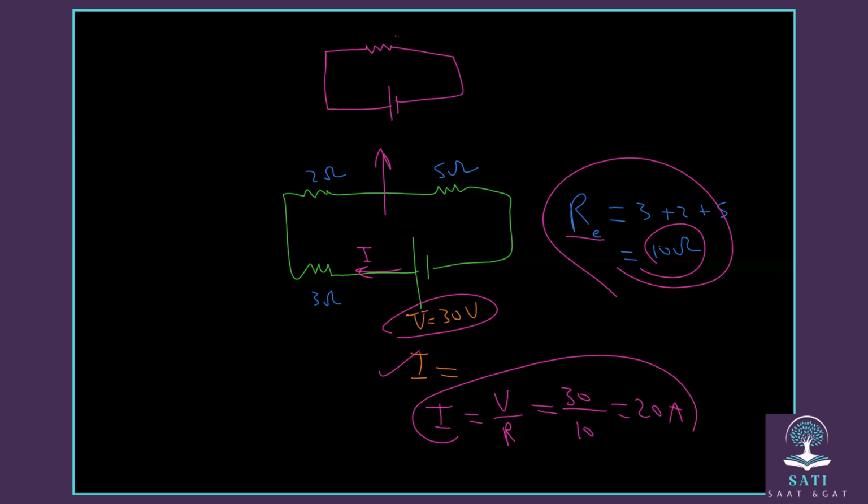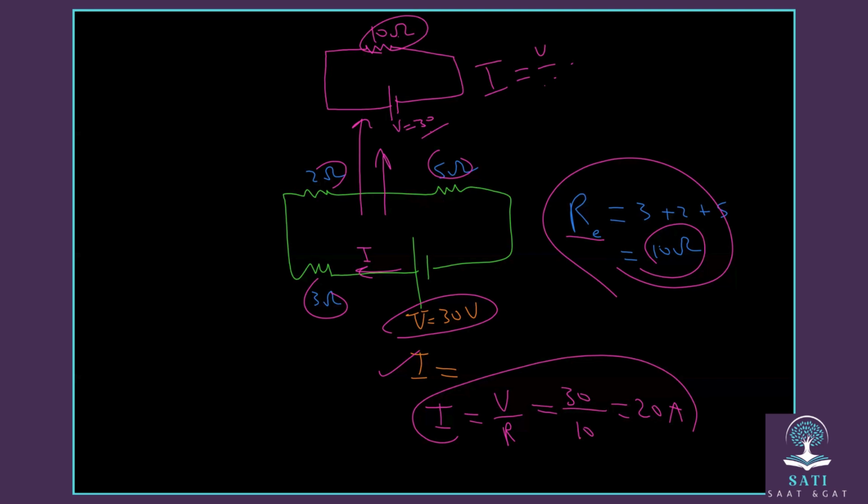But what is this resistance now? You add these ones, as you said, they are 10. Then you write here 10 ohm, and the voltage equals 30. So as you see, this circuit can be rewritten this way. Then the current will be V, which is 30, over the resistance, that is 10. That gives you 20.